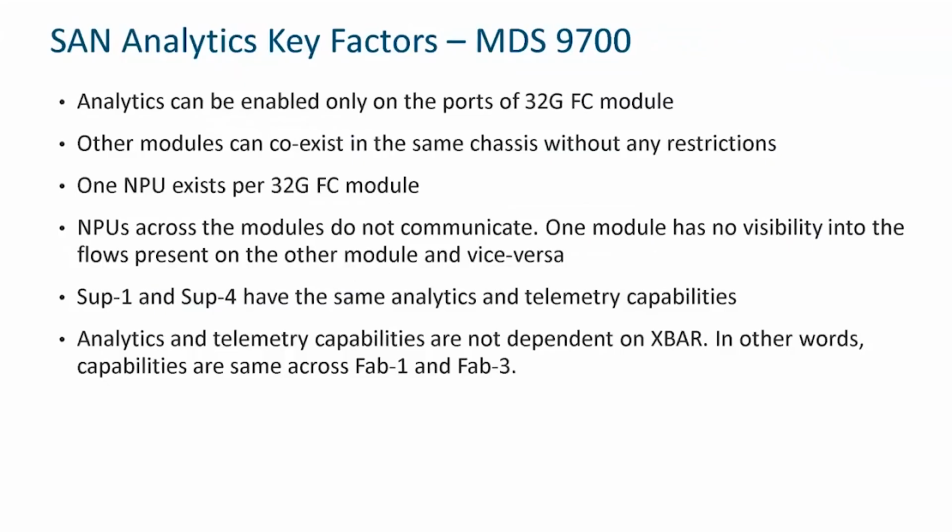When we talk about 9700s, analytics can only be enabled on the 32 gig FC module. Not a surprise. Other modules can coexist in the same chassis. No restrictions. That's the standard 9700 value. One NPU per 32 gig module. That means all the 48 ports on that 32 gig module are backend connected to the same single NPU. And that means the NPUs between two different modules do not talk to each other. There is a kind of distributed architecture, but this is not a clustering architecture.